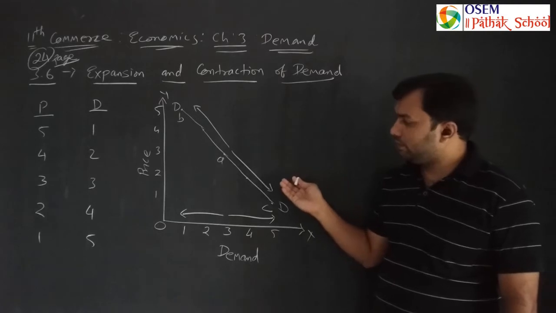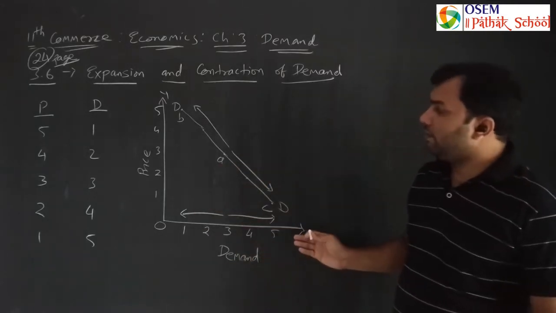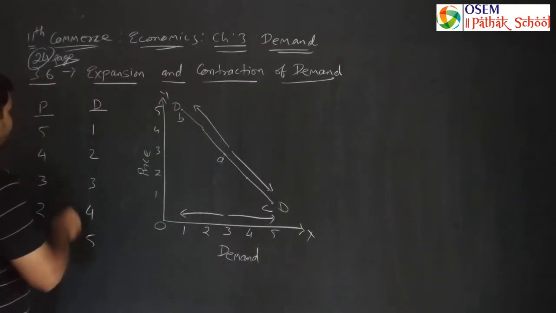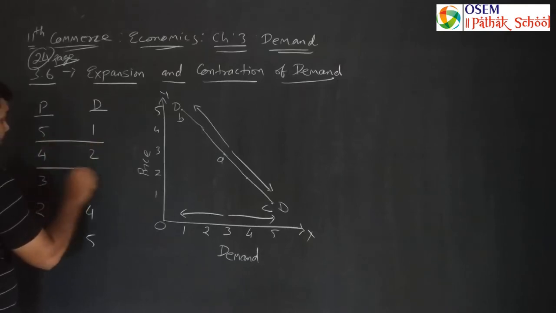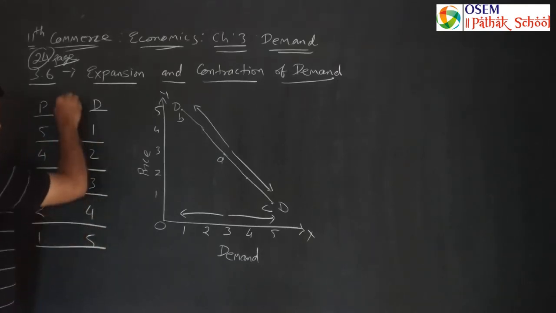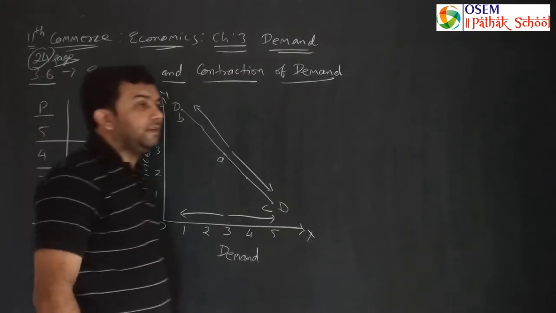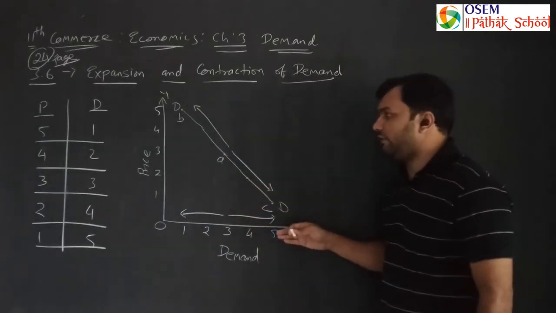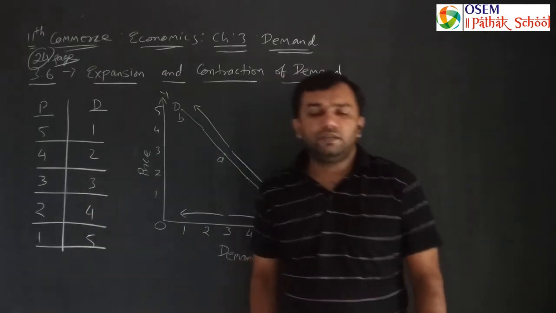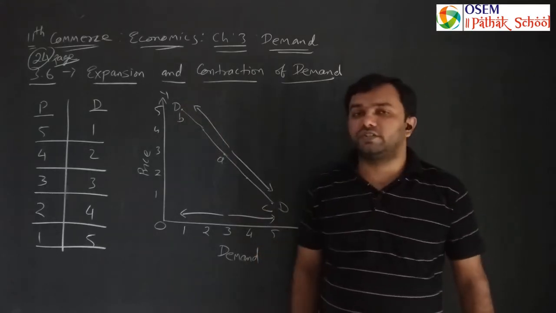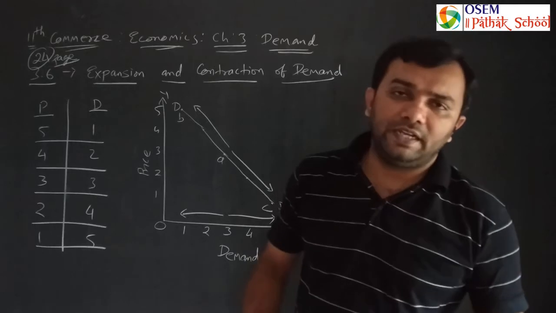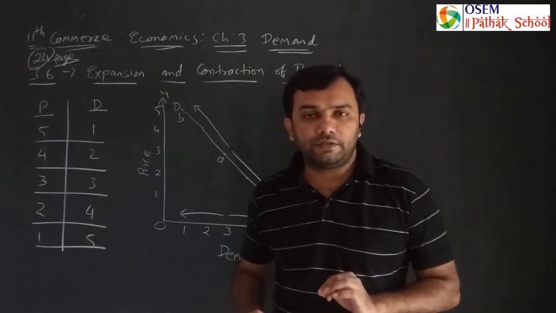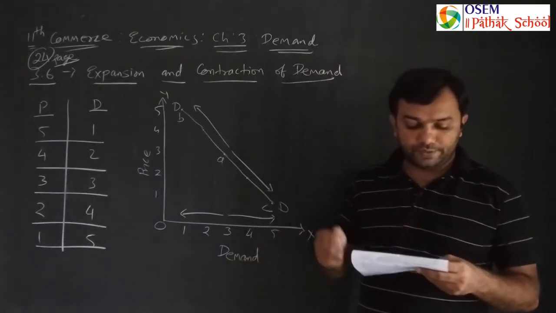I already wrote the graph regarding this topic. This is the price of the commodity, this is demand. So this is one combination, 2, 3, 4, 5. This combination is the same as the law of demand schedule, and this graph is very similar to the law of demand graph. But what is the meaning of expansion and contraction? We are going to learn line by line as per your textbook. Please open your textbook, page number 24, point number 3.6.